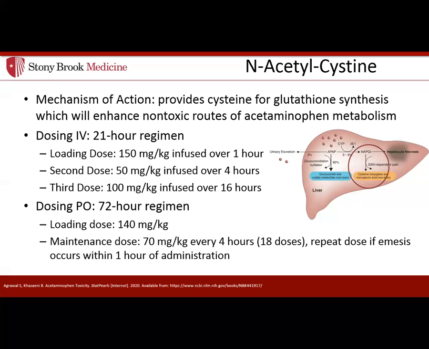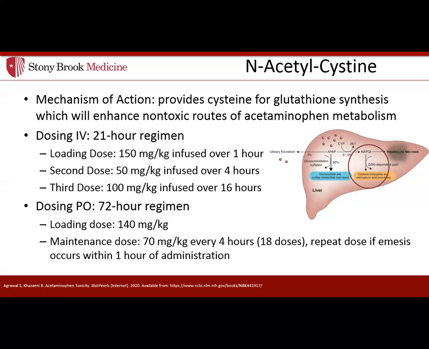And then the PO dosing regimen is a 72-hour regimen with a loading dose of 140 mg per kg, followed by a maintenance dose of 70 mg per kg every 4 hours for a total of around 18 doses. It's important to note that with the PO dosing regimen, you have to repeat this maintenance dose of 70 mg per kg if emesis occurs within 1 hour of administration of the dose.